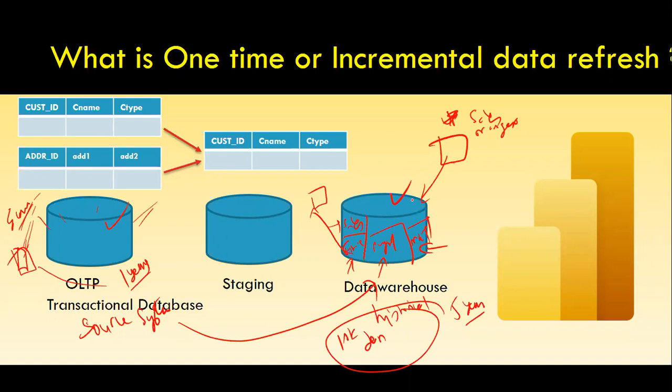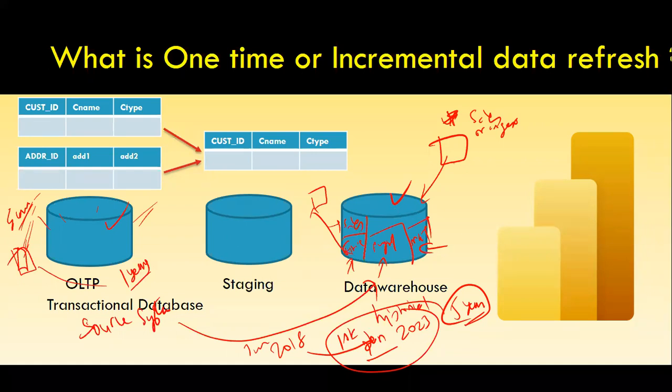In order to keep this report up to date, yes, we do some kind of scheduling using the data gateway and Power BI cloud service. But from the data warehouse point of view, we perform an incremental refresh. Up to 1st Jan 2023 we have loaded 5 years of data, so deduct 5, that is 2018. From Jan 2018 to Jan 2023, all the 5 years of data you load.